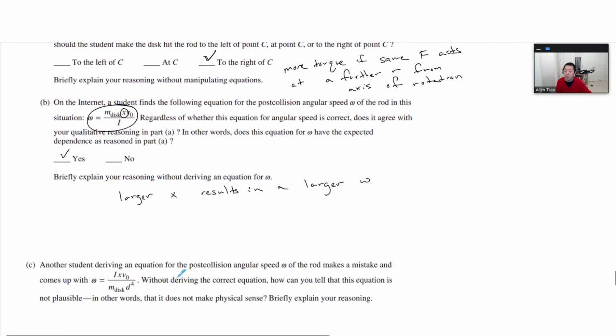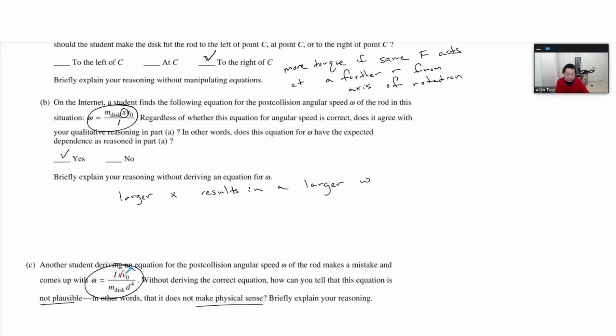Another student derives some equation. Again, we're analyzing an equation. This is what the QQT question is about. In one of the free response questions, you're going to get something like this. They're going to ask you to analyze the relationship or understand an equation, to derive an equation, or to look at an equation and see if the dependence is correct. Without deriving the correct equation, explain why the student's equation is not plausible. In other words, it does not make physical sense. Briefly explain your reasoning. Again, we want to talk about dependency. If one variable goes up, how should it affect the other thing? So you want to look at each variable one at a time, and I might just pick something that's easy.